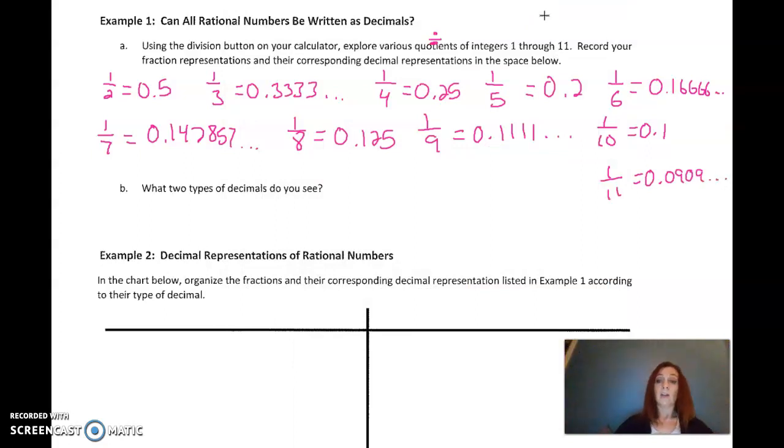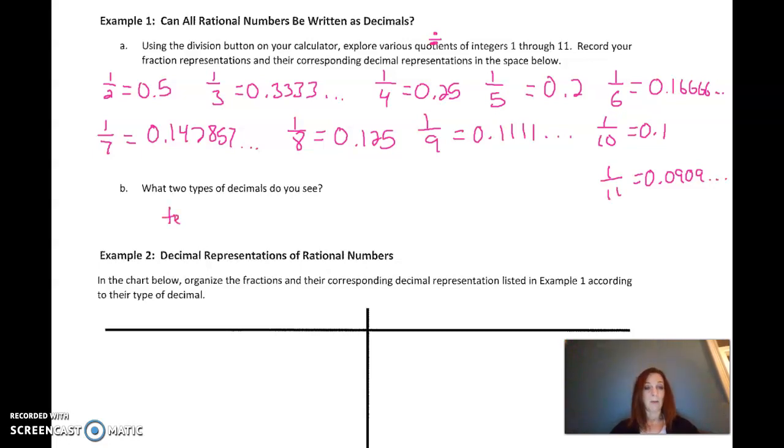Okay. So what two types of decimals can you see? What do they mean by types? Well, 0.5, and then I have this 0.3 with these dots, meaning it's going to go on forever. And then I have 0.25 and 0.2, and then I have 0.1666666666 with all these dots. 0.142857, 142,857. Then this one just stops. This one's like 0.1 repeating. This stops. There's two types of decimals here.